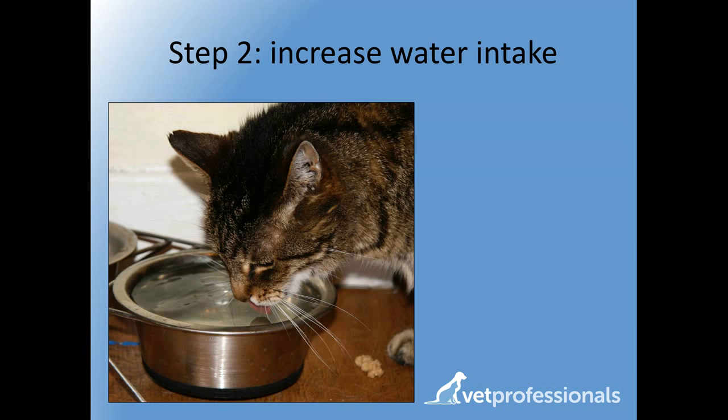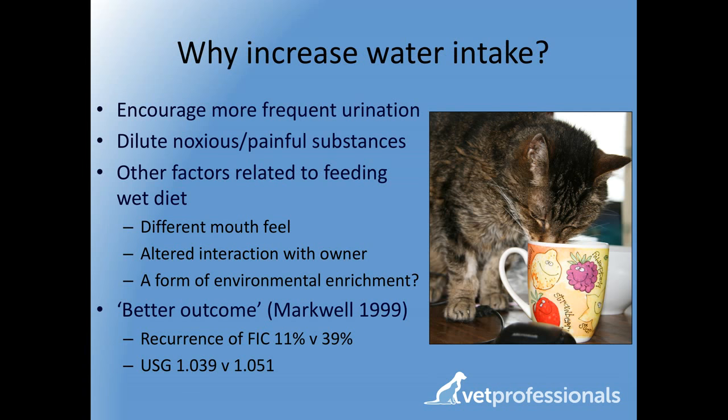Next, we want to increase water intake. And the reason for this is probably multiple, actually. We do want our urine to be more dilute so that any noxious or irritant substances that might inflame that sore bladder are diluted out, so less noxious and irritating to the bladder lining. But we also want to encourage the cat to empty its bladder more frequently as well, so that these things are not in contact with the bladder lining for too long.